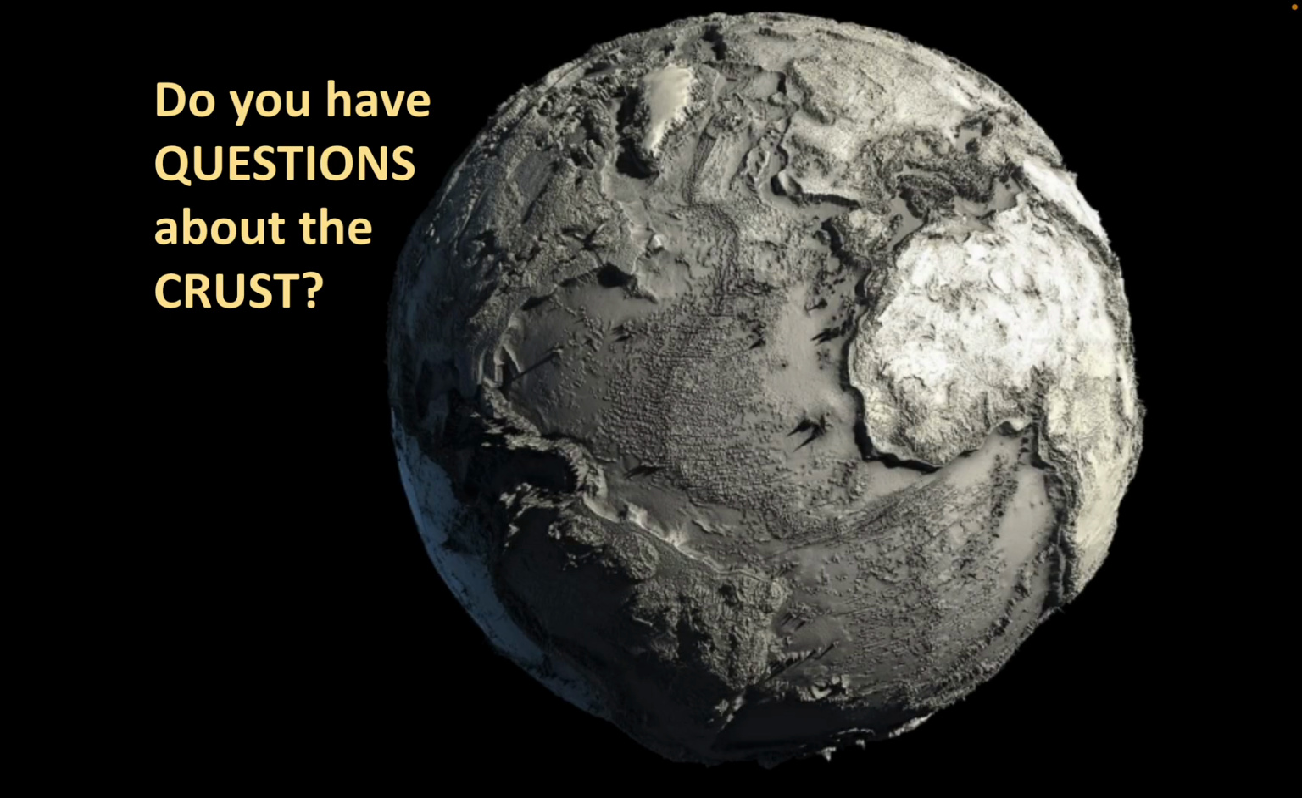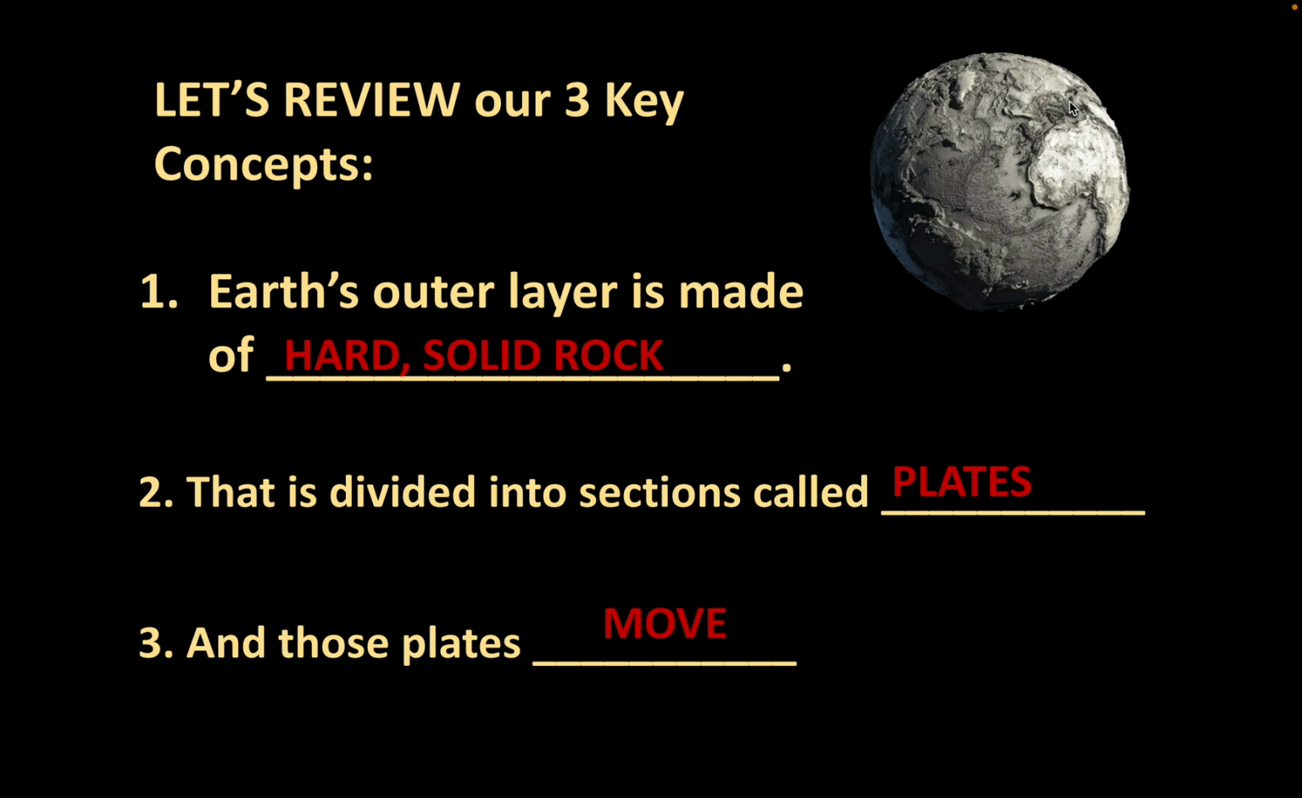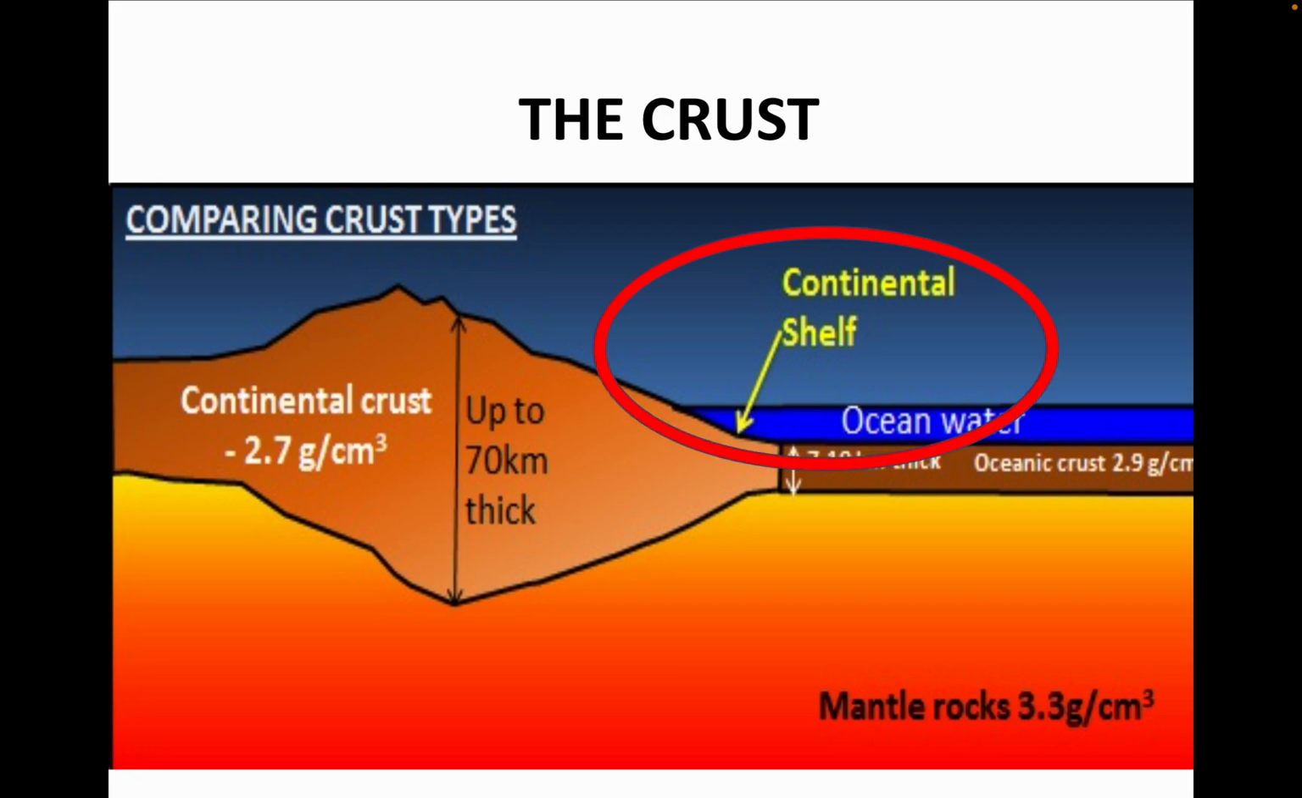I started class by asking if anybody had any questions about the crust. If you have any questions, just send me an email and I'll try and clarify those. We reviewed our three concepts today. Earth's outer layer is made of hard solid rock. It's divided into sections called plates, and those plates move. I'm going to skip that one.